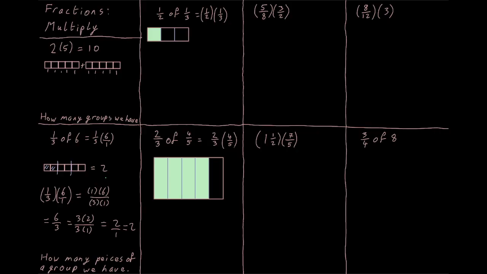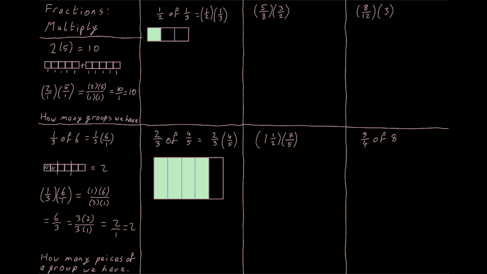Now, if we go back to our original question here, we had 2 groups of 5. The 2 was a whole number, so it was 2 whole groups, and you had the 5, which was 5 whole units, and that ended up being mechanically the same as 2 by 5 all over 1 by 1, which ended up being 10 all over 1, which we call 10.